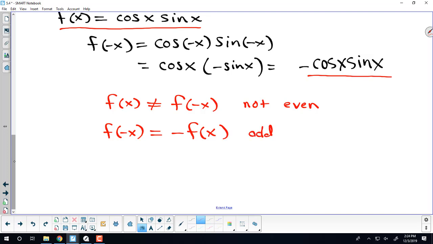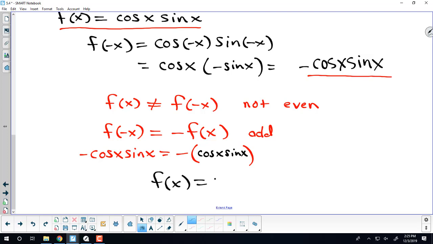So is this true? Is f of negative x the same thing as the negative of f of x? Yeah, because f of negative x is negative cosine times sine. We just computed that. And the opposite of f of x is just the opposite of our original function, cosine sine. It's the same thing, right? So cosine times sine is odd.